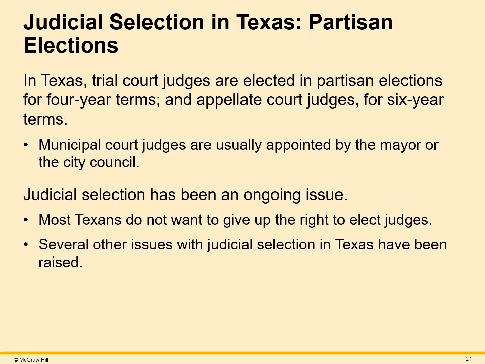Judicial selection in Texas is partisan elections. In Texas, trial court judges are elected in partisan elections for 4-year terms and appellate court judges for 6-year terms. Municipal court judges are usually appointed by the mayor or the city council. Judicial selection has been an ongoing issue. Most Texans don't want to give up the right to elect judges. Several other issues with judicial selection in Texas have been raised.